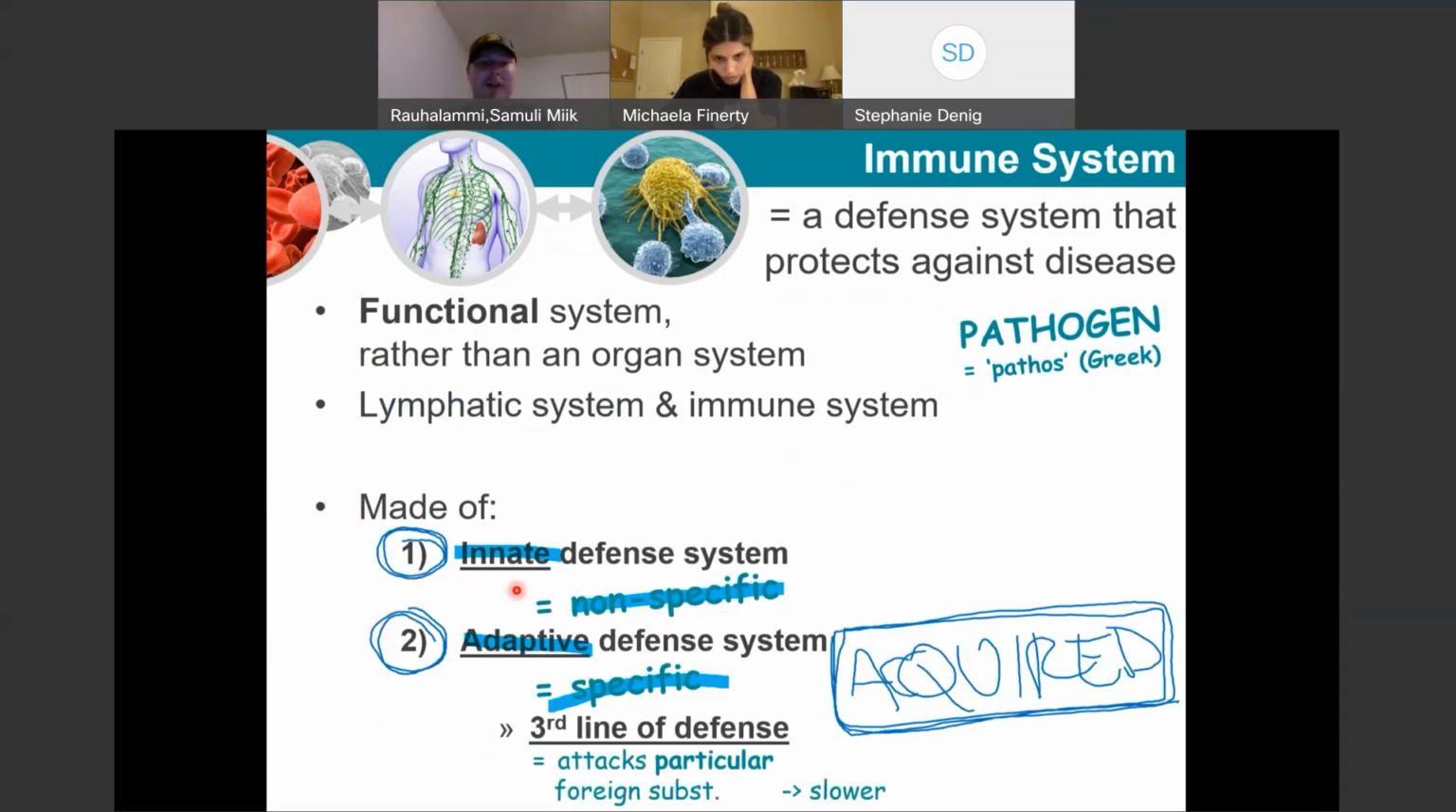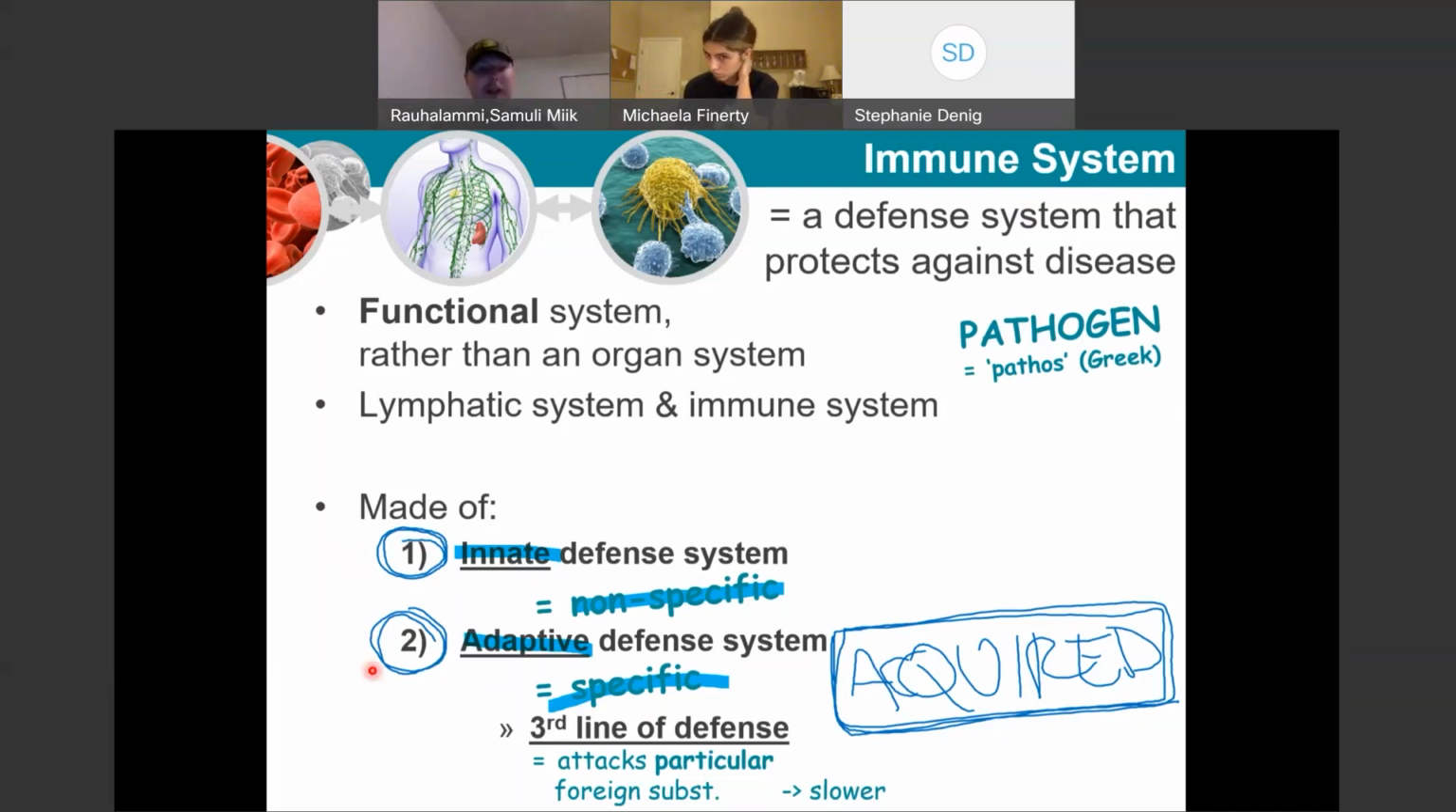The first branch is going to be innate immunity. That's all about non-specific responses. So this branch of the immune system deals with anything at all, any kind of pathogen. But these responses are very general, so they're not really targeted. So even though they can deal with anything, which is great, they're not as targeted responses.